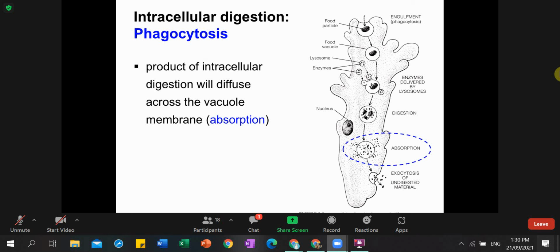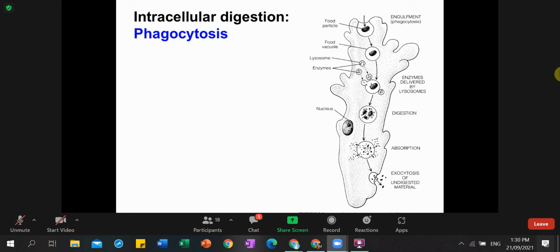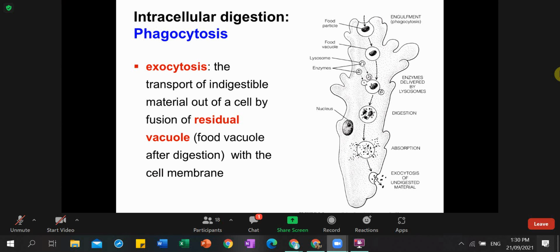Okay, so what's next? For any kind of digestion, there will be something that cannot be digested. Just like when you eat, there will be something that you cannot digest, and you end up going to the toilet every day. So they don't have to go to the toilet, but they have a process to throw away the things that they cannot digest. That we call exocytosis.